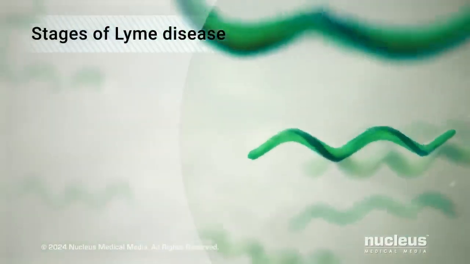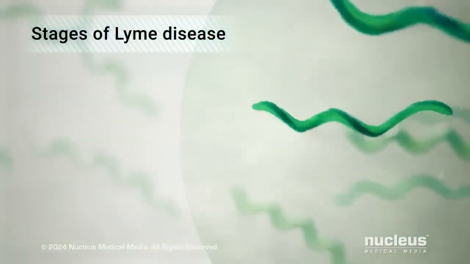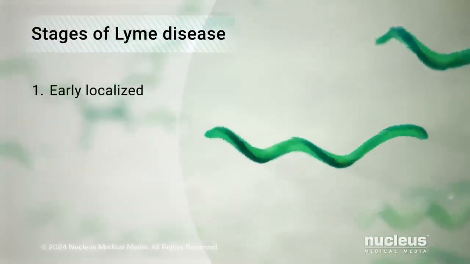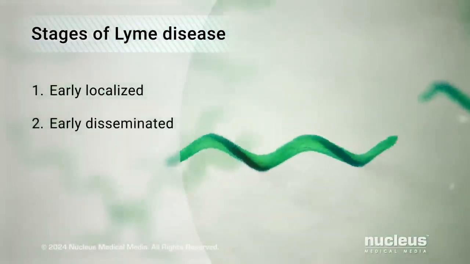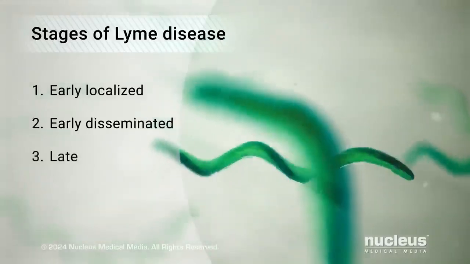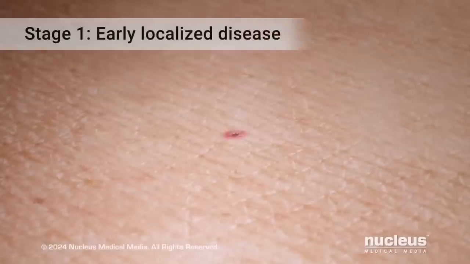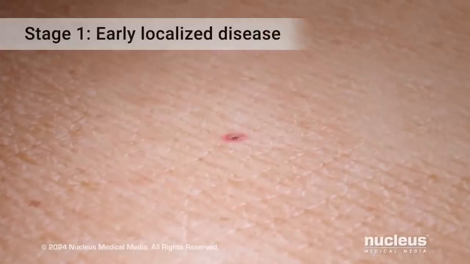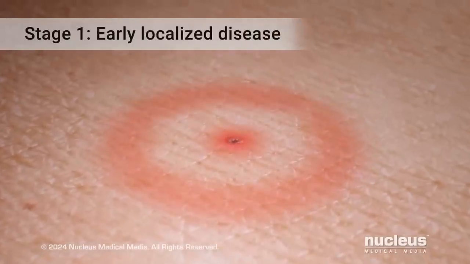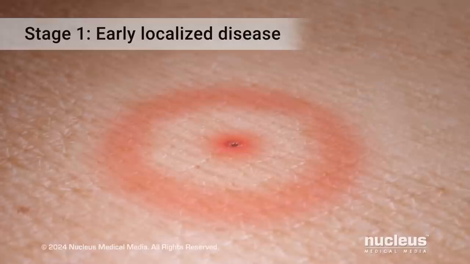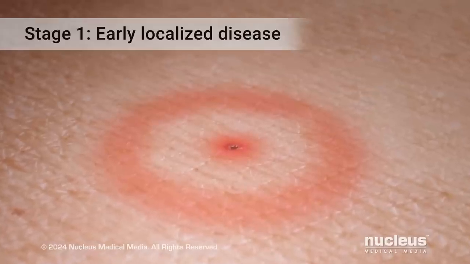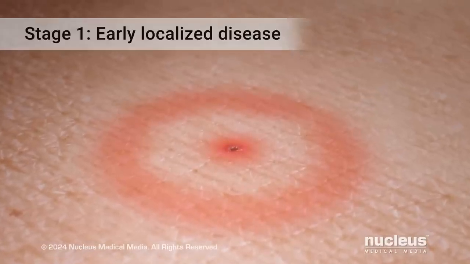From there, Lyme disease has 3 stages that can overlap: early localized disease, early disseminated disease, and late disease. During the early localized stage, you may have a red rash, called erythema migrans. It usually appears around the tick bite 7 to 14 days after you are bitten.